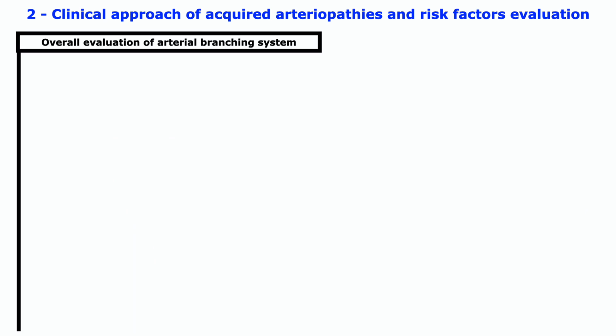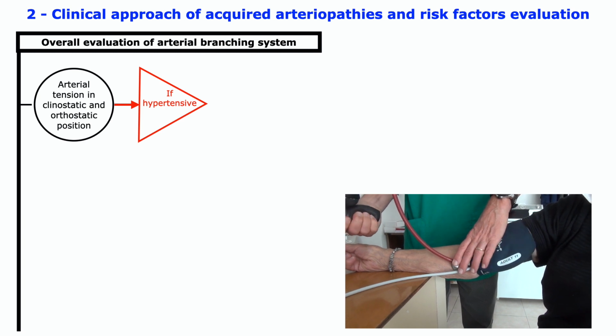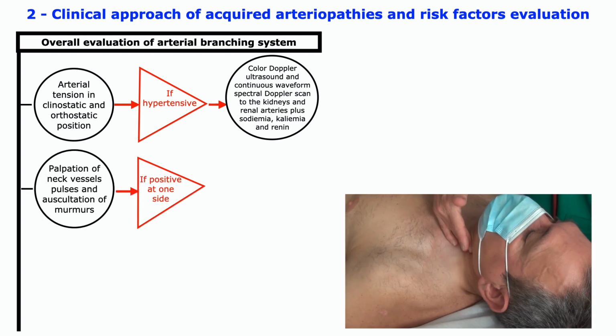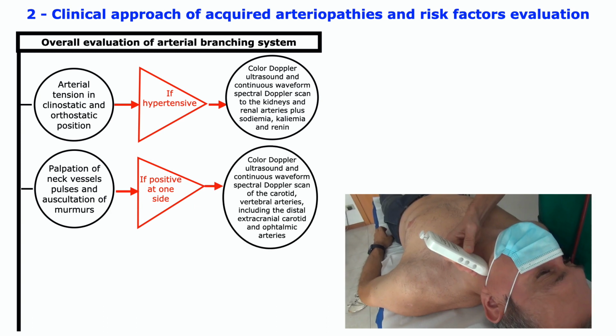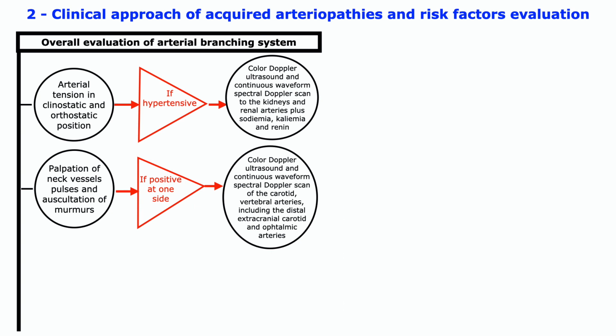In addition to asking about tobacco habits and establishing any clinical sign of arterial occlusive syndromes, the physical examination starts by estimating the blood pressure. If hypertensive, the patient is examined for secondary hypertension, renovascular, or hypersecretion of mineralocorticoid hormones. The palpation of the neck vessels, pulses, and the auscultation of neck murmurs may lead to a color Doppler ultrasound scan and continuous waveform spectral Doppler ultrasound scan over the carotid, vertebral, and even ophthalmic arteries.